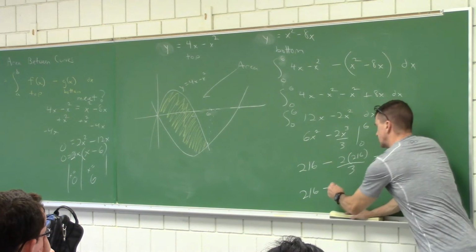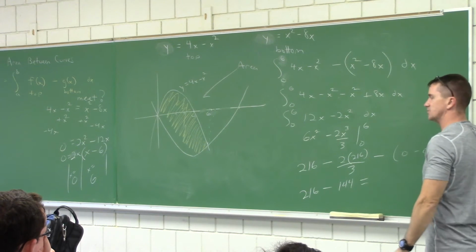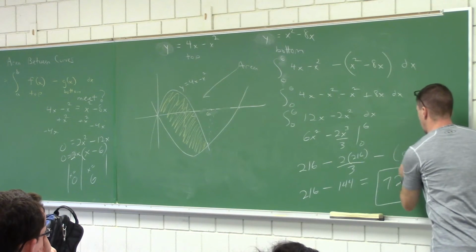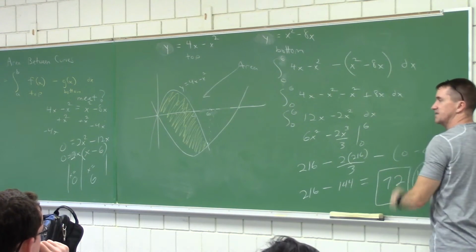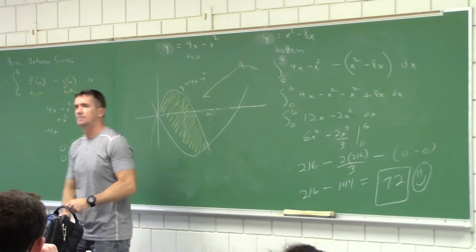You can use your calculator too to see that. All right, what's 216 minus 144? 72. There's your area. We got it. There's our area. It is positive. We knew it had to be positive. Let's see if you have any questions on that problem.